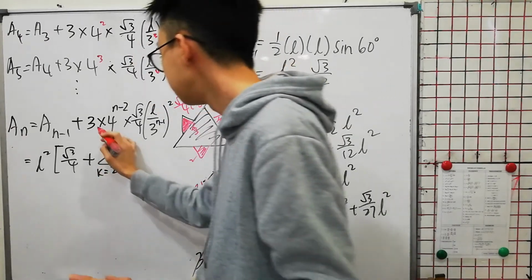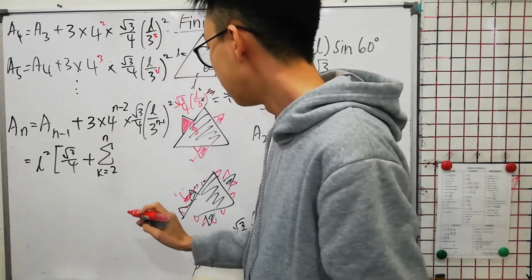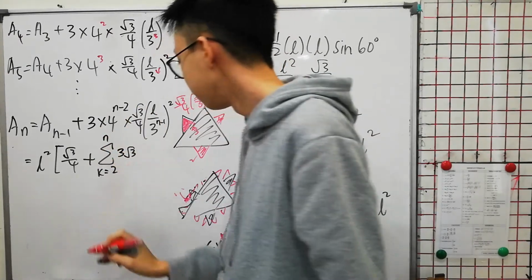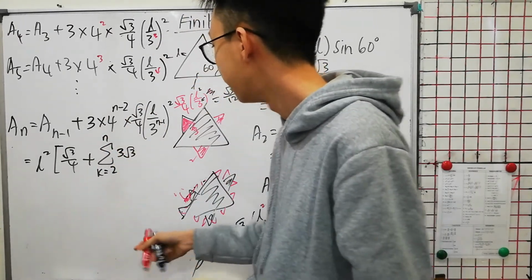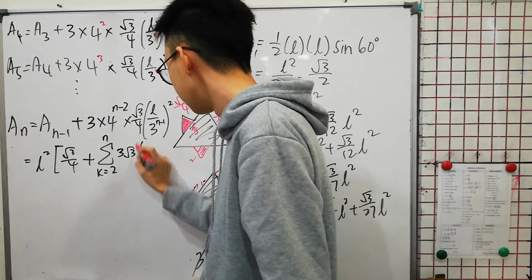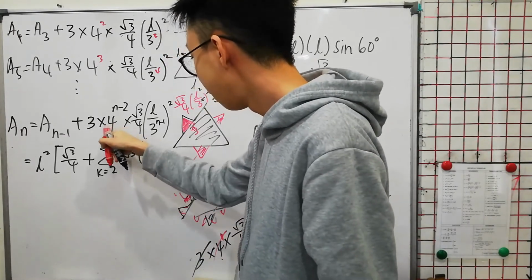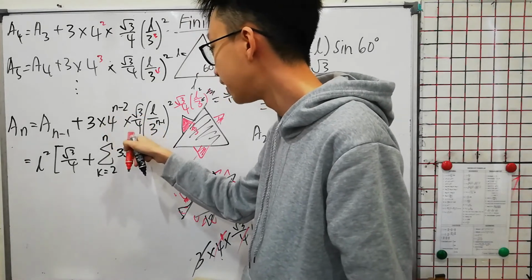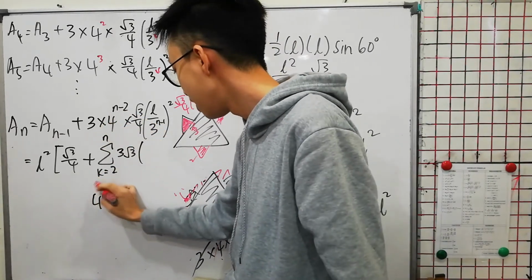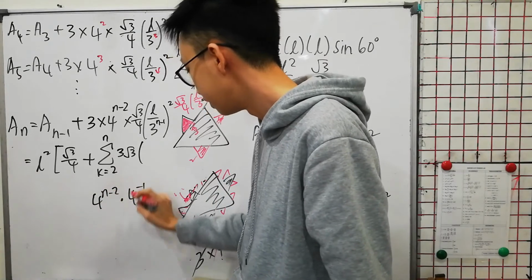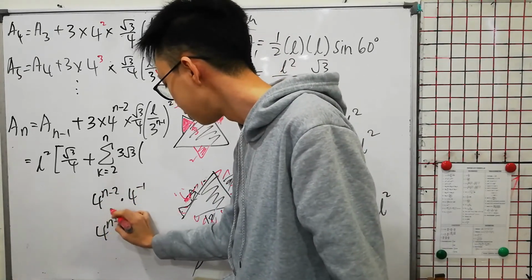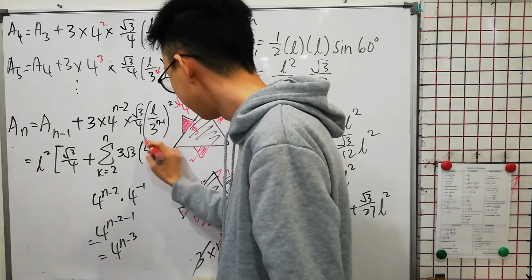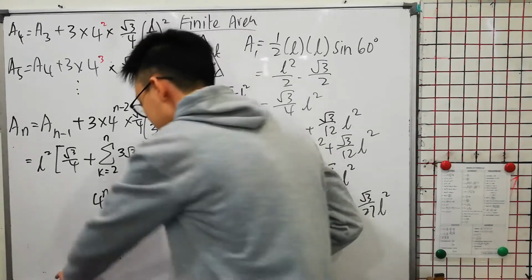K equals 2 to n of, okay, we can take this 3 root 3 together, and perhaps I should put it outside, but never mind, times 4n minus 2. Then you divide by 4 again, which means it is 4n minus 2 times 4 minus negative 1, which is 4n minus 2 minus 1, which is 4n minus 3.